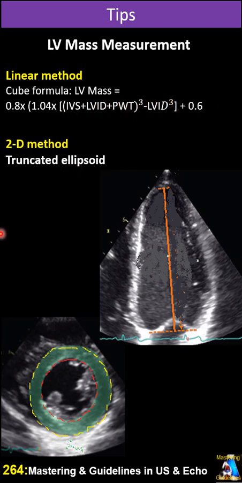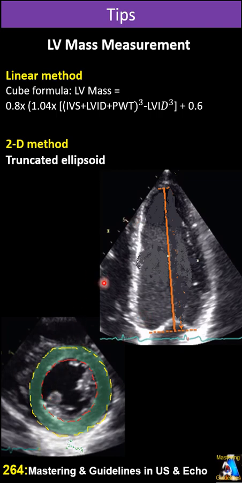On 2D, we use the calculation package on the machine, which most machines have, under the name of LV mass. We go on the PLAX at the level between the tip of the mitral valve and the papillary muscle. Then we trace it. We select the option epi and endo. Epi means we trace outside of the left ventricle, and endo, we trace inside of the left ventricle. Then we go to apical views.